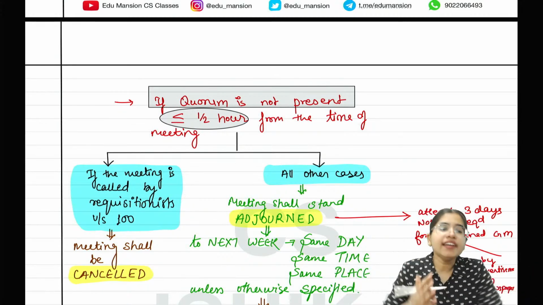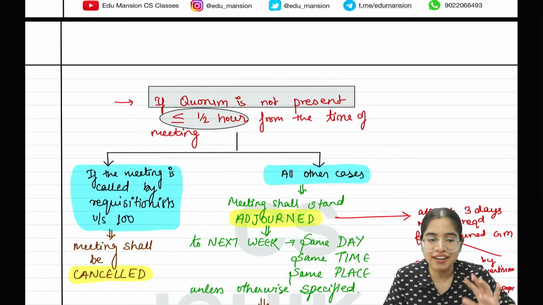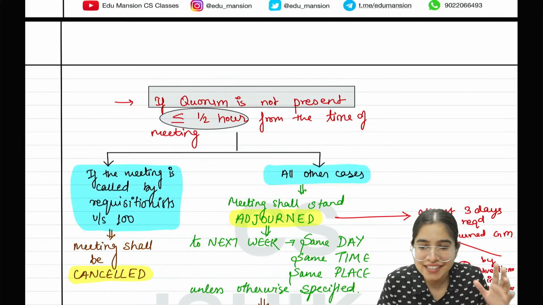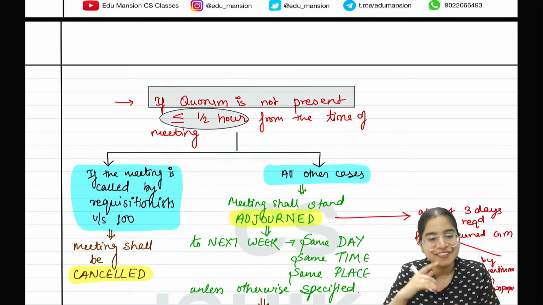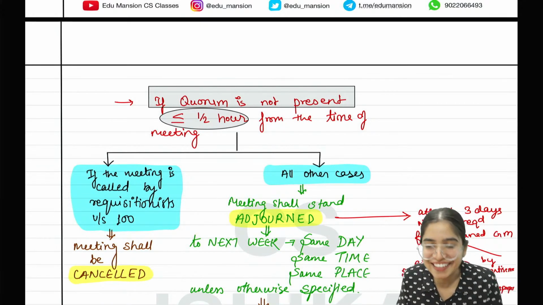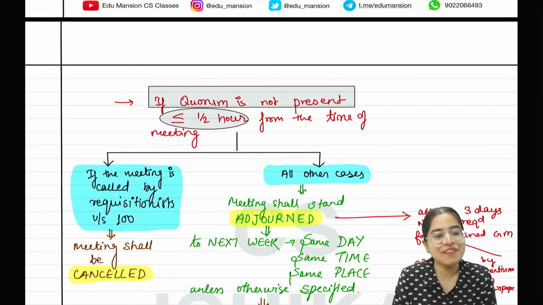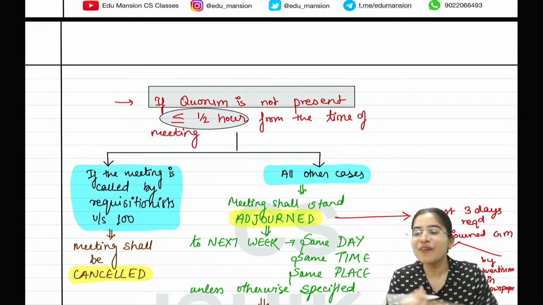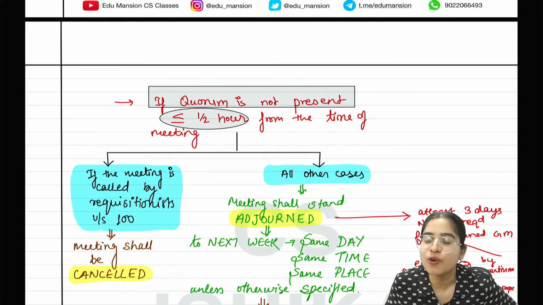So what if the quorum is not present? We will wait for half an hour, because this is India. If we say the party is at 8, that means the party is at 8:30. If the birthday celebration is at 8, it will be at 9. So if the quorum is not present, we will wait for half an hour till the quorum is present.